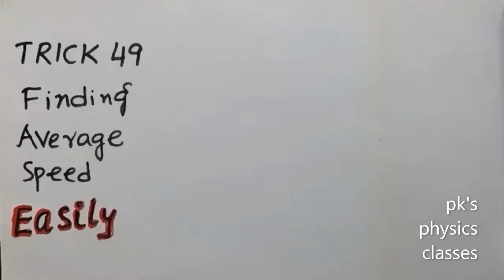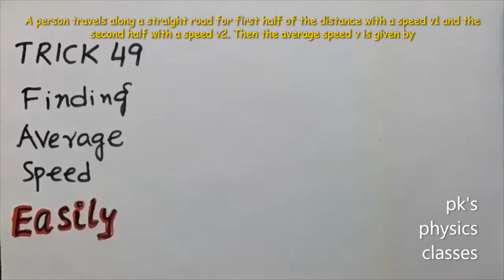There is a trick 49. This trick is related to finding the average speeds, of course, with an easy approach. Many times we have seen questions where certain distances are covered with certain speeds, and you are asked to find the average speed in that case.